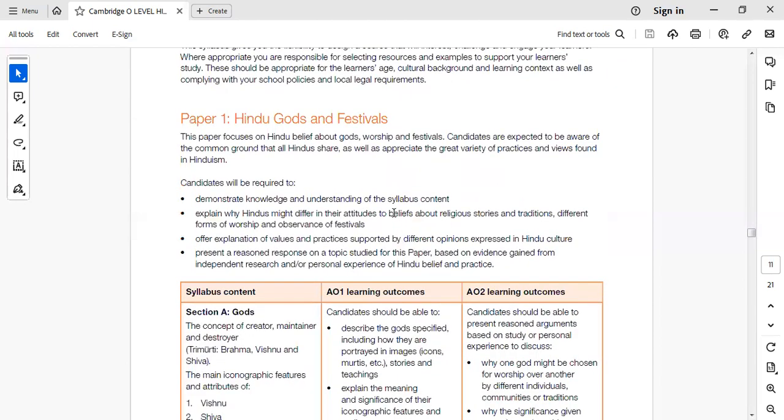Now, let's see paper one. What do we have? Paper one deals with Hindu gods and festivals. That is the easiest paper that we have. Paper one, Hindu gods and festivals.